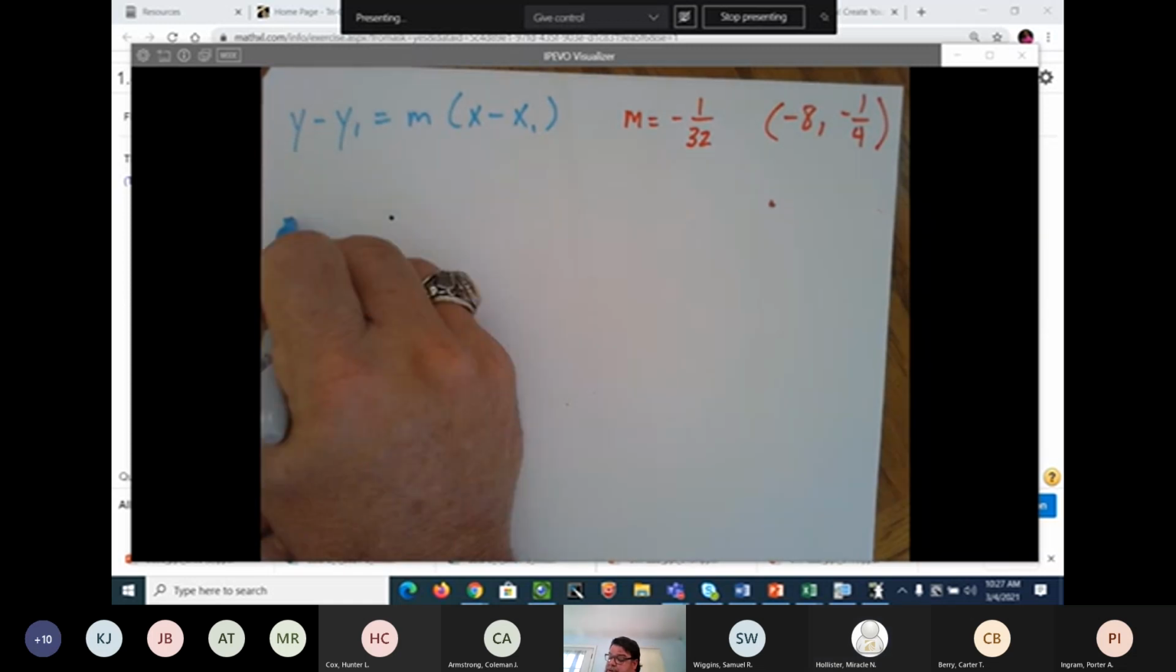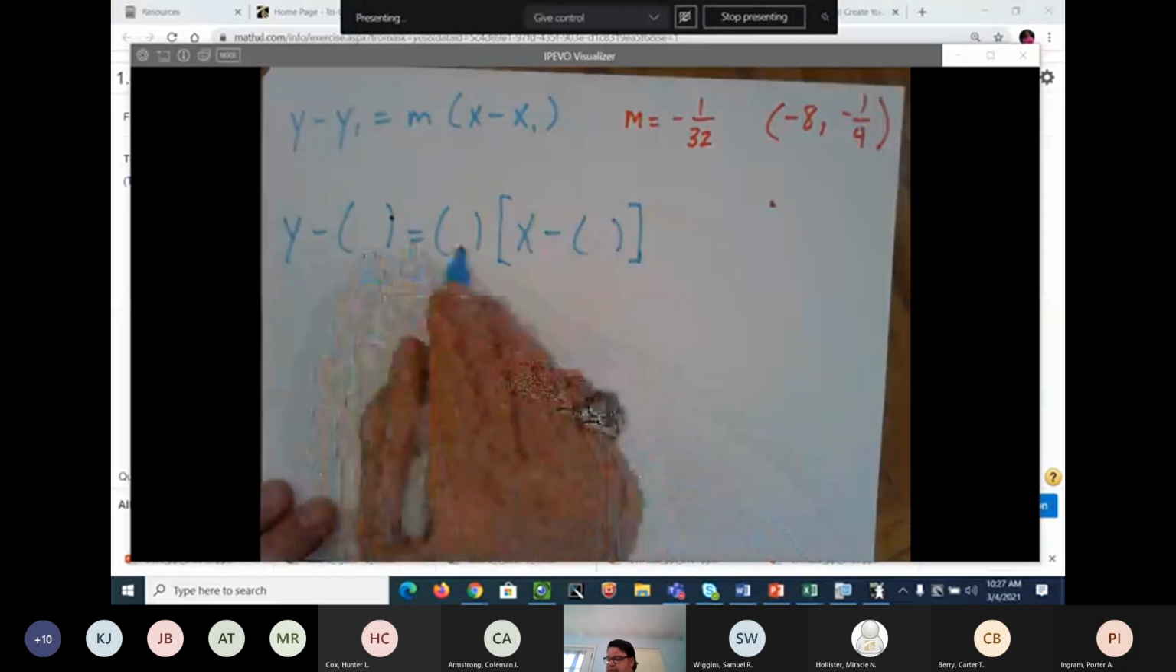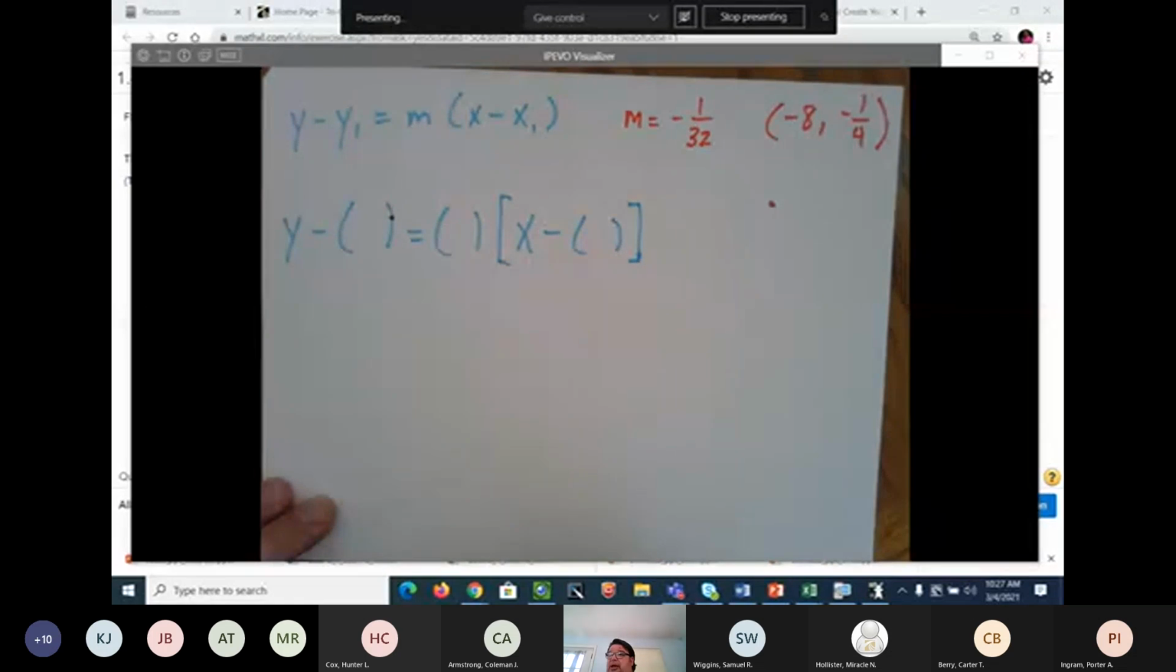y minus parentheses is equal to parentheses times x minus parentheses. If you show up to me 10 years from now and ask me to do this problem, I'll still use those parentheses, whether I'm showing a class or doing it myself. But some of y'all don't need them. Some of y'all already are beyond that.